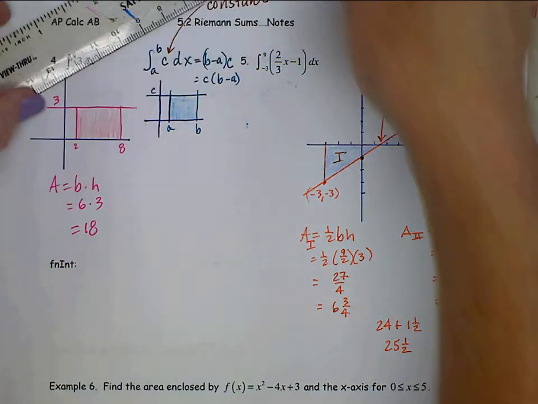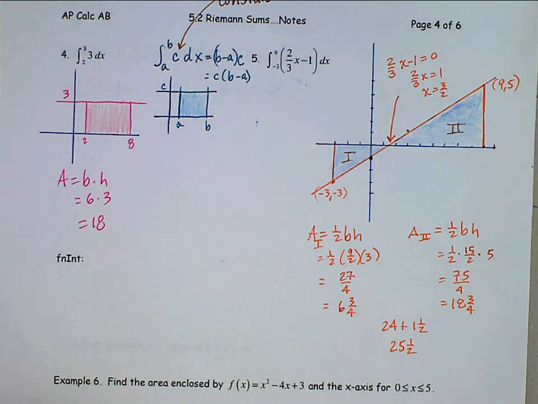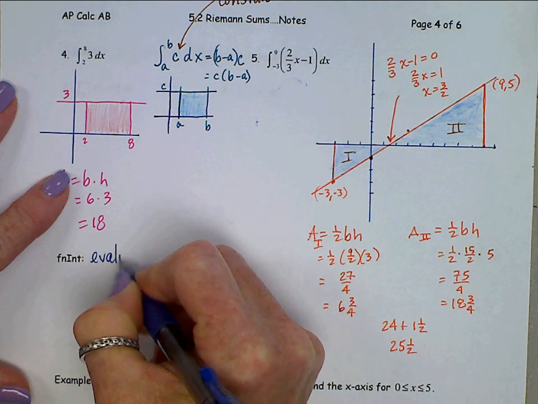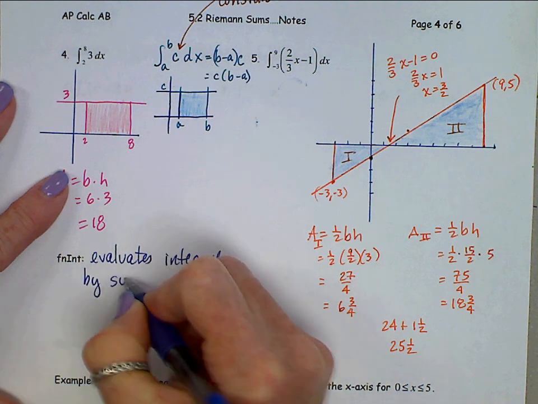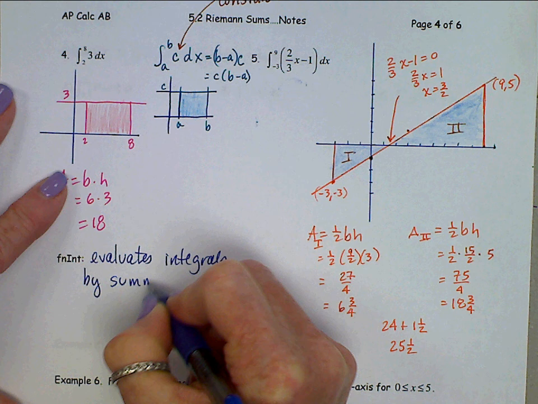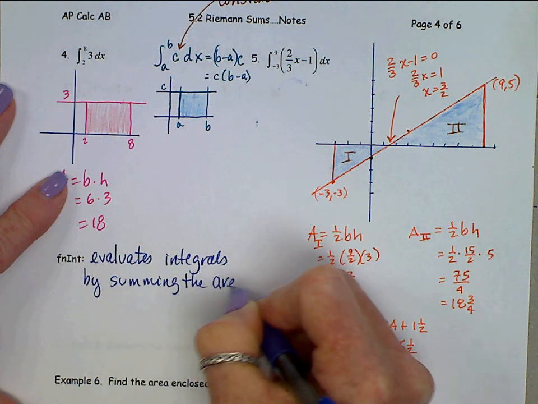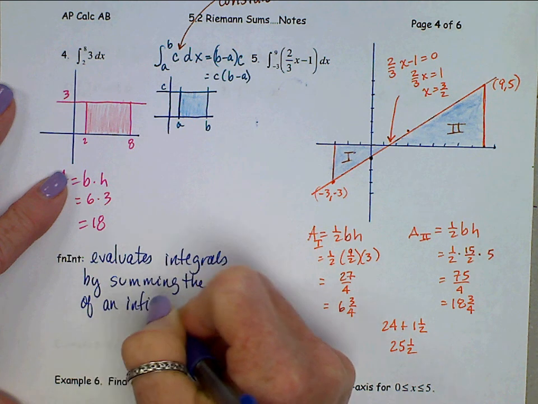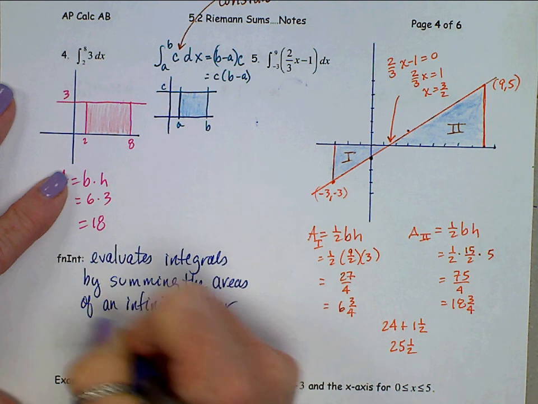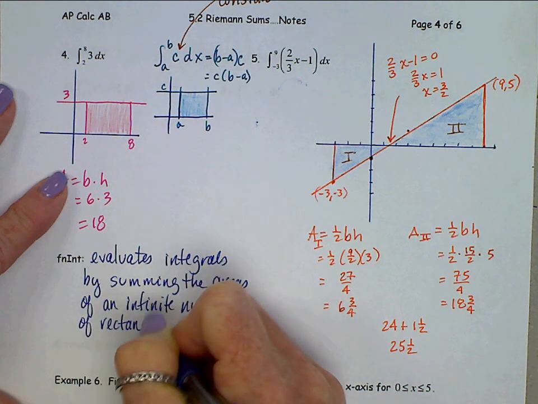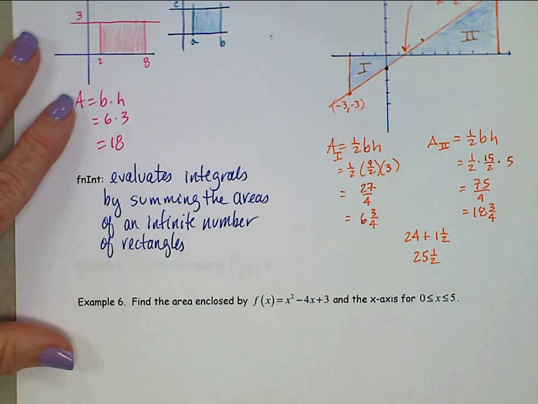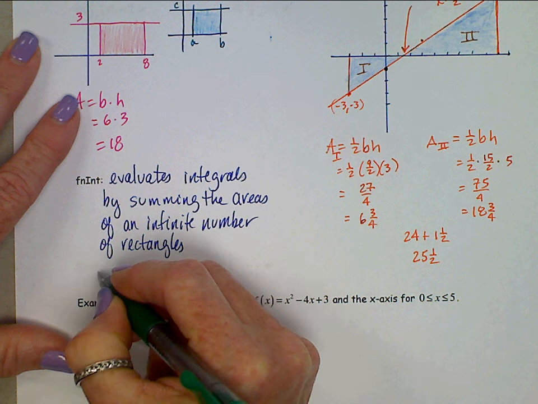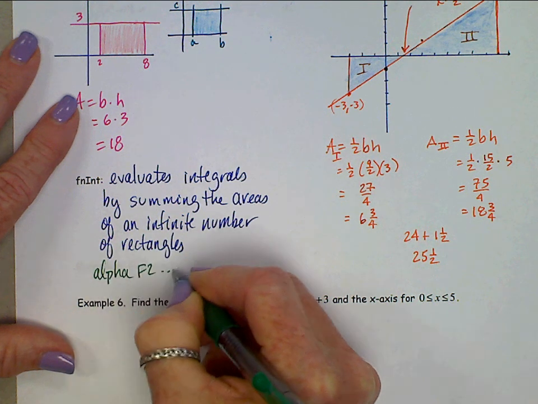All right, now there is a wonderful built-in program on your calculator called fnInt, and this fnInt evaluates integrals by summing the areas of an infinite number of rectangles. So fnInt can evaluate all of these integrals by summing an infinite number of rectangles. You will more than likely find this under alpha, F2, and then the fourth choice.